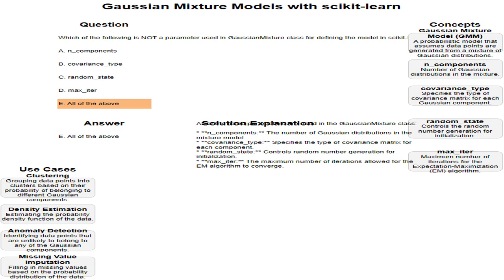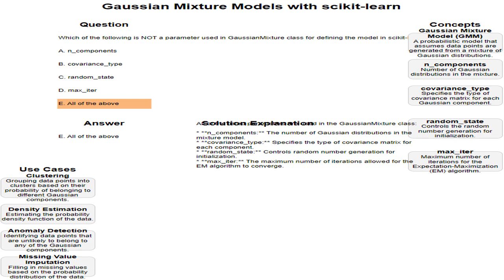The random state parameter controls the random number generation used for model initialization. Setting it to a specific value ensures that the model's initialization is reproducible, leading to consistent model fits across runs. This is important for comparing results and ensuring reliable performance.